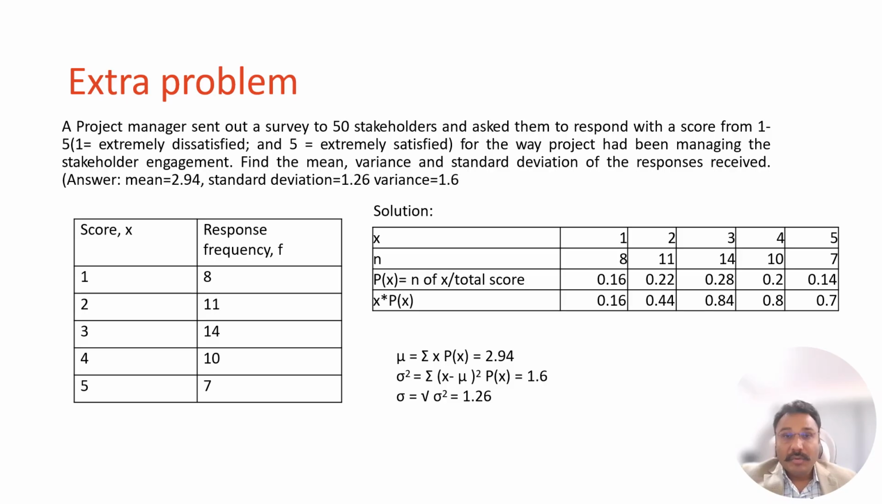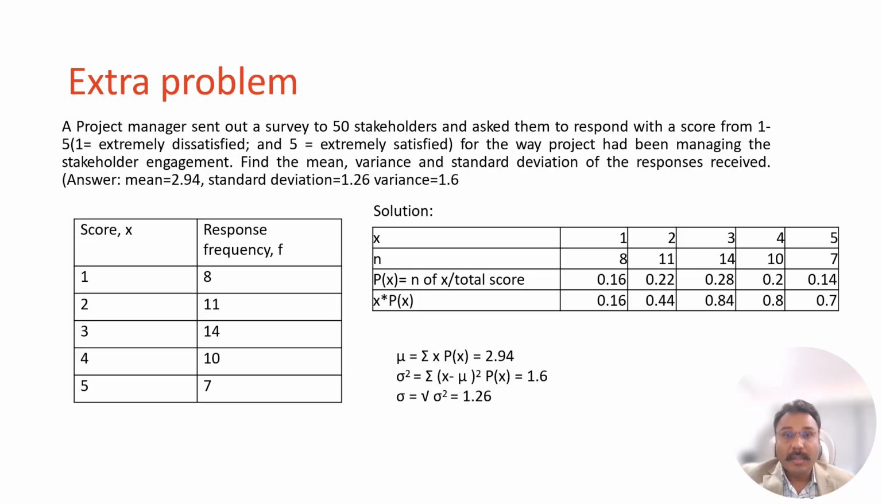The total responses for each score were 8 people gave a score of 1, 11 people gave a score of 2, 14 people gave a score of 3, 10 people gave a score of 4, and 7 people gave a score of 5. Now, instead of calculating the simple average straight away, we convert this frequency into probability, the likelihood of an event occurring, because the value is uncertain. People can give different scores, it's a changing thing.